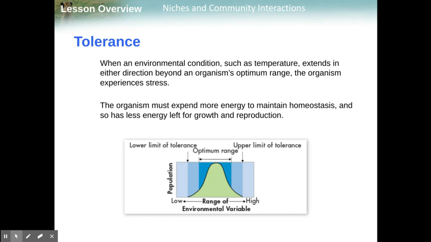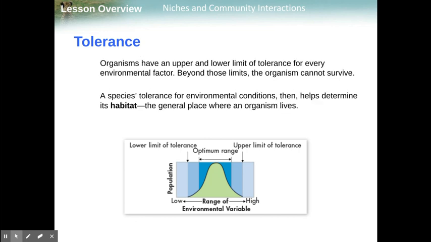The organism must expend more energy to help keep everything going as it should be, that maintaining of homeostasis, than it normally does, and therefore gives a lot less towards growth and reproduction. So organisms have an upper and lower limit for every environmental factor. So a species' tolerance for environmental conditions then helps determine its habitat, or the general place where an organism lives.